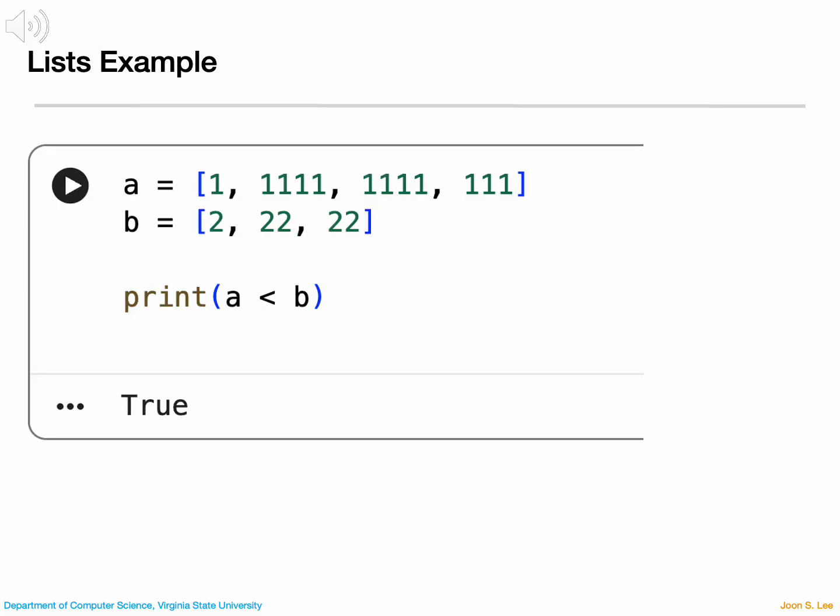Let's think about why the result is true. Python compares lists from left to right. It looks at the first elements of each list. If those are different, the decision is made immediately. Here, the first element in the first list is 1, and the first element in the second list is 2. Since 1 is less than 2, Python stops right there and returns true. It does not check the rest of the numbers. That's how lexicographical comparison works. Compare from left to right and stop at the first difference.